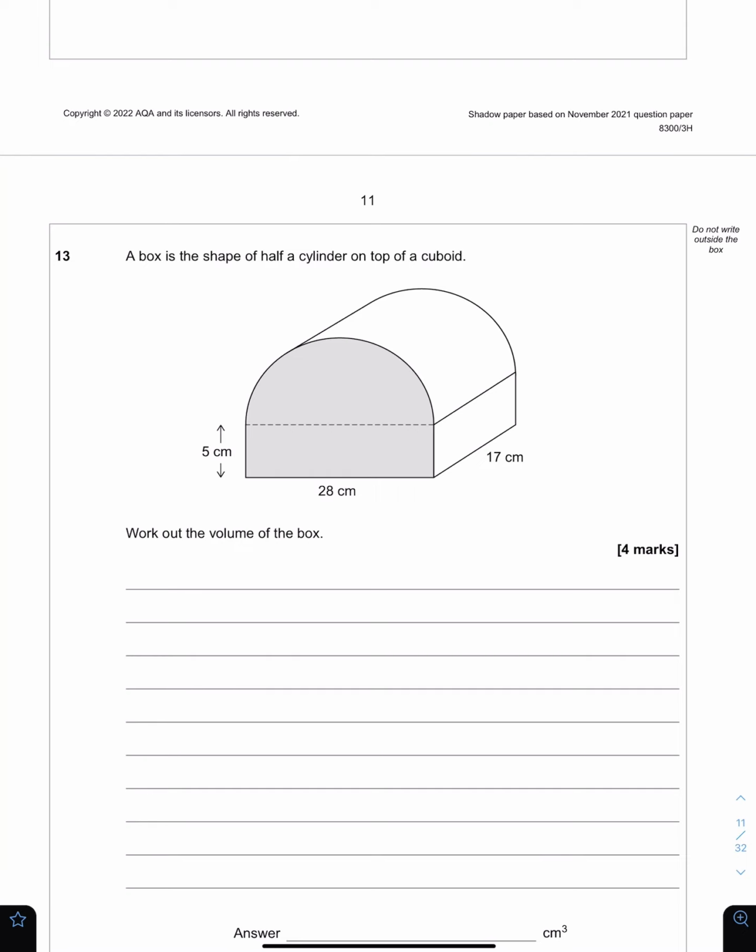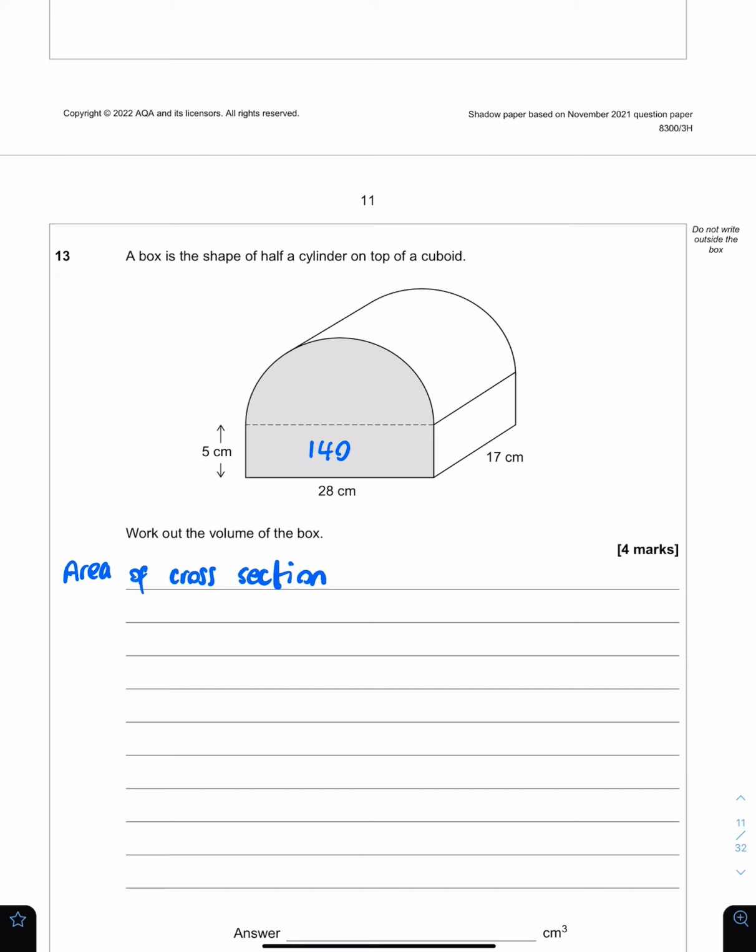Okay, so if we work out the area of the cross-section first of all, we've got the 5 times 28, because that's the rectangle, right? So that's going to be, what, 140 maybe? Let me just check the calculator. Please, let me do that sanity check. Yep, 140. And then we've got this semicircle.